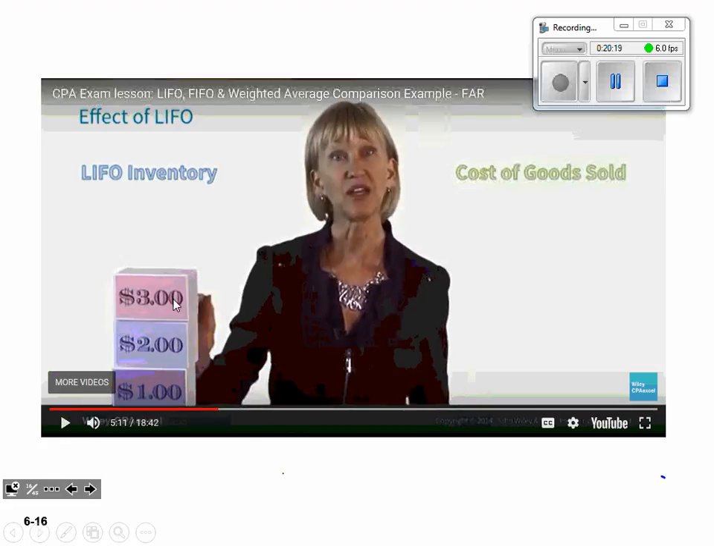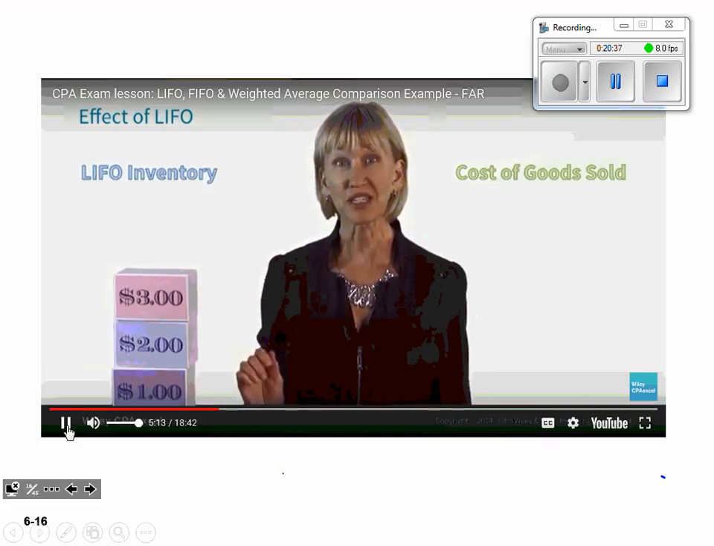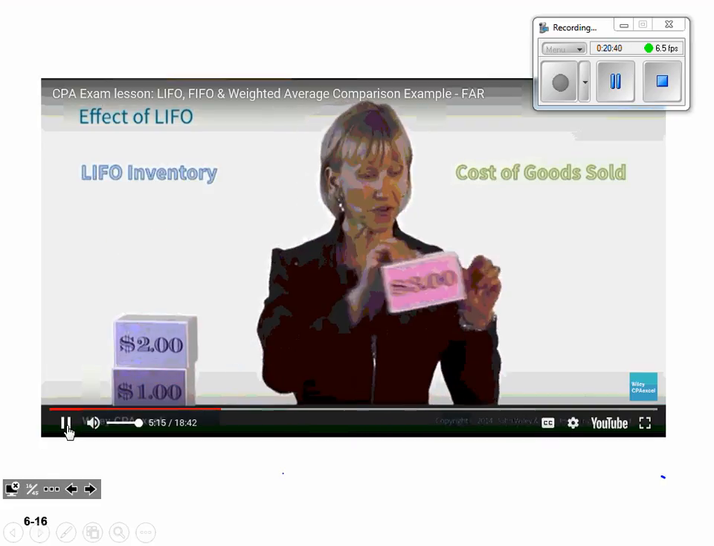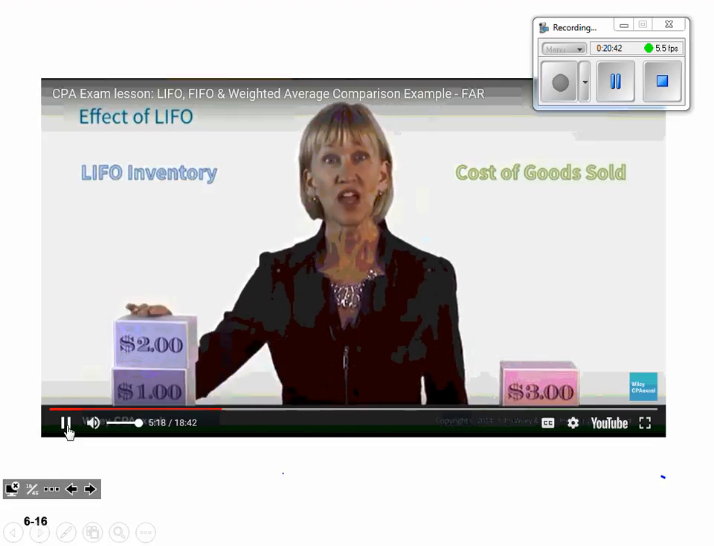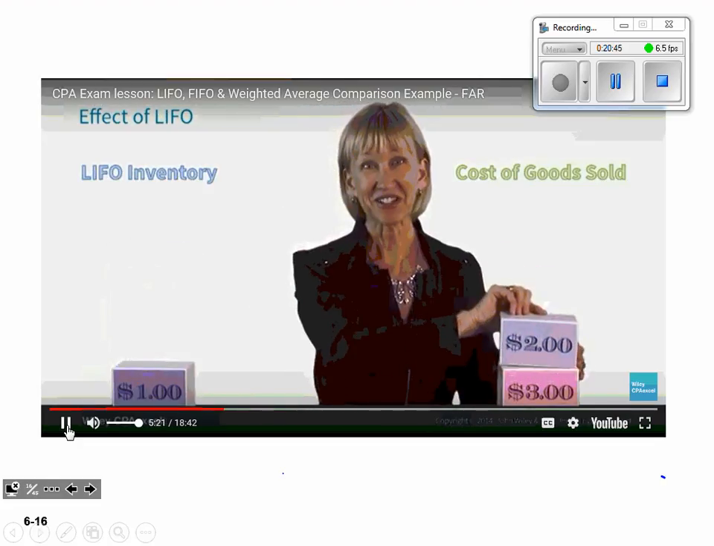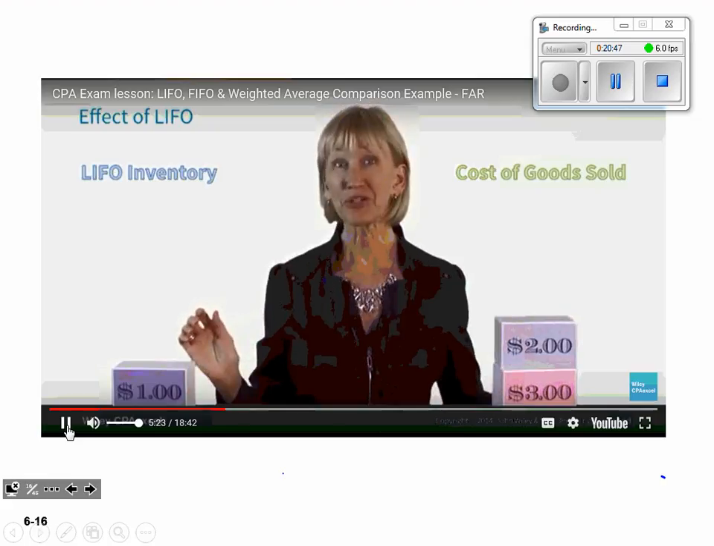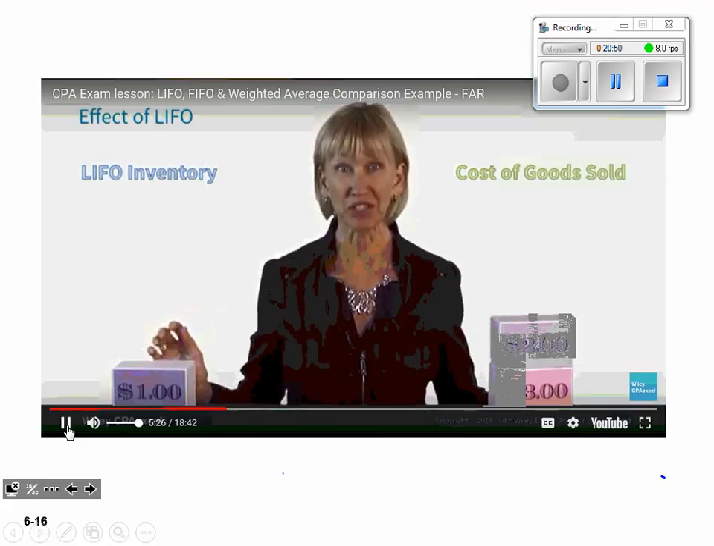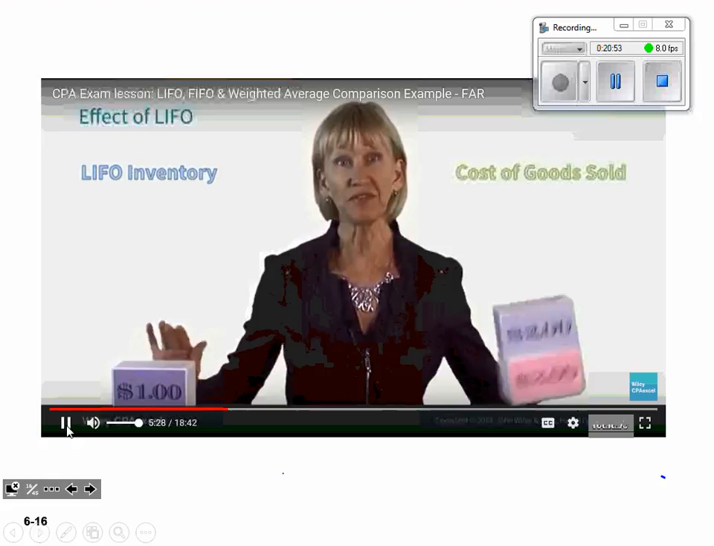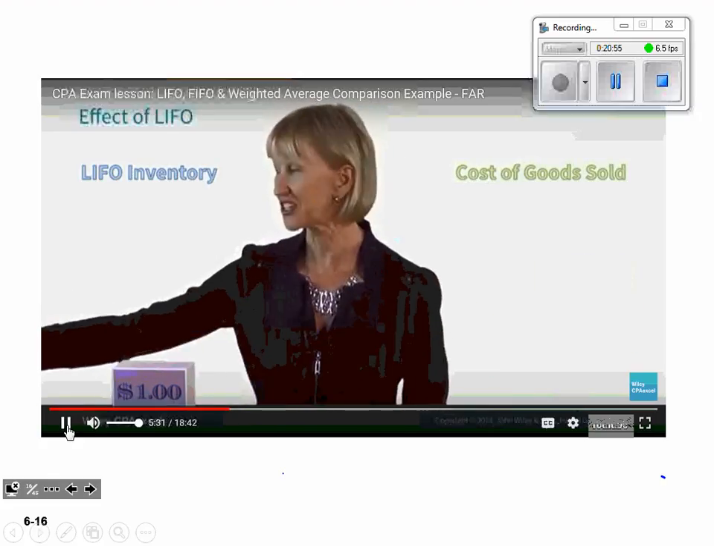So she's still buying it in this order, but which one's she going to drag over here as she sells stuff? Remember, she's selling stuff, but the question is the cost. And the cost is now the last stuff that came is the cost that we're going to assign.